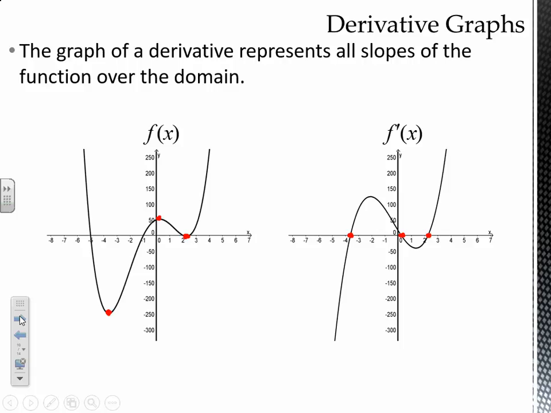Notice here we are decreasing, and here we are decreasing. So that should correlate to what kind of values for our derivative? Negative. Negative values, negative values. Okay? Here we are increasing, here we are increasing, which means on our derivative graph, our y values are going to be positive.